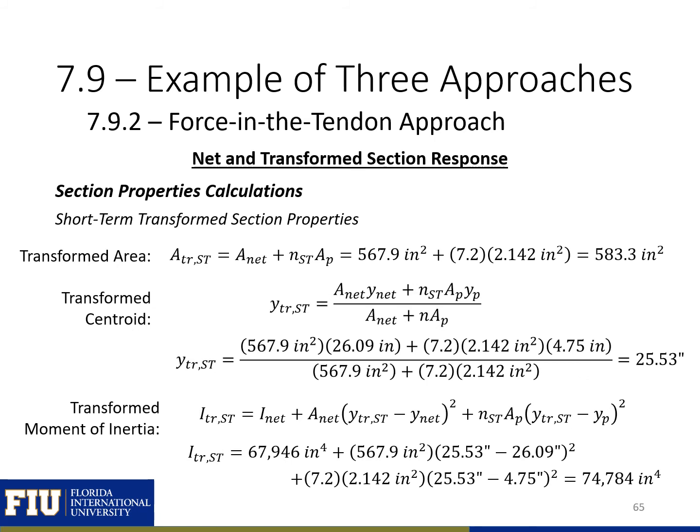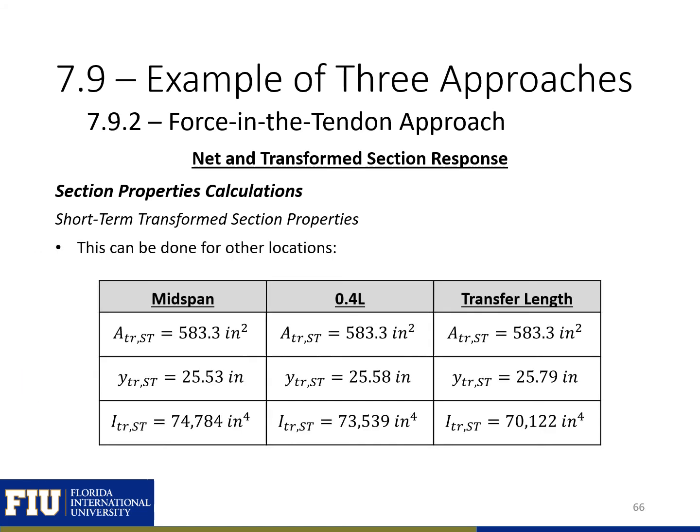On this slide, we plug in all of our known values with our properties at midspan to calculate our short-term transformed area, our short-term transformed centroid, and our short-term transformed moment of inertia. We can do this for our three different sections where we're checking our stresses: at midspan, at 40% length, and at the transfer length.